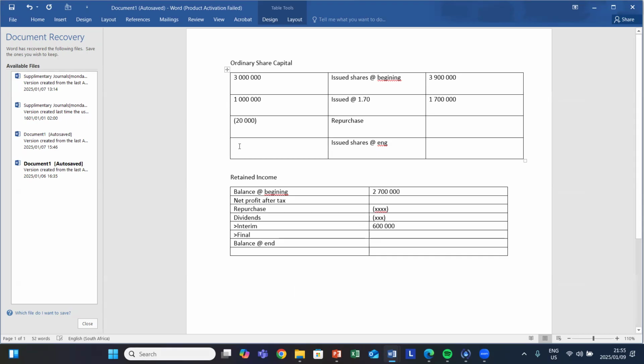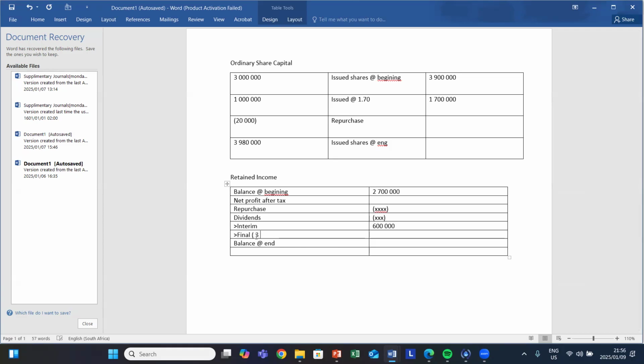So Tina, you want the shares at the end of the year. We're going to say shares at the beginning, plus the ones that were issued, minus the ones that were repurchased. And then when you insert it in your calculator, you say 3 million plus 1 million rand minus 20,000 rand. And then you'll get a value of 3,980,000 rand. So 3,980,000 were the number of shares that you had at the end of the year.